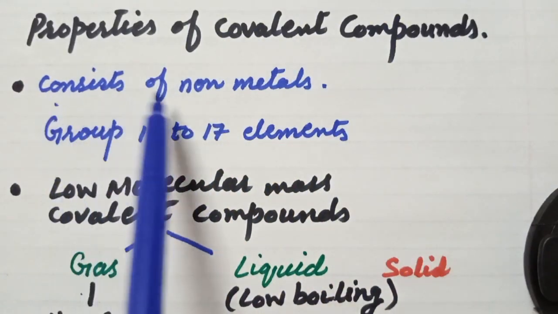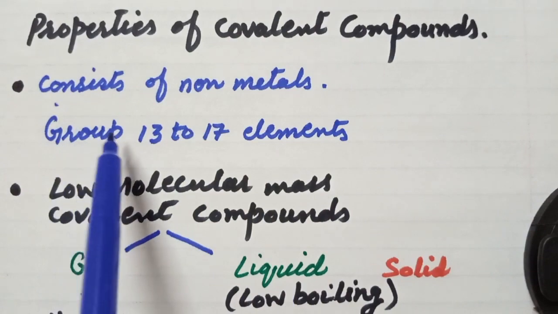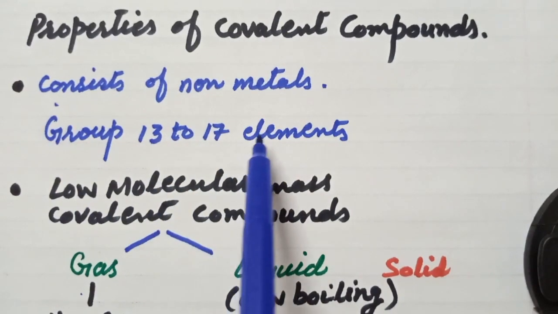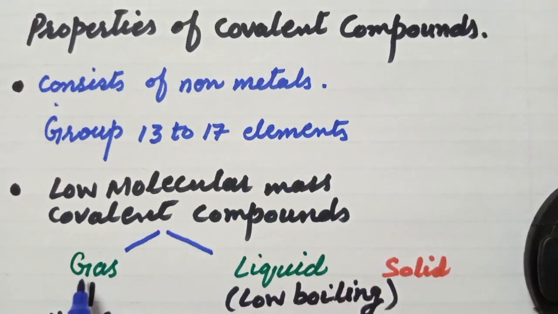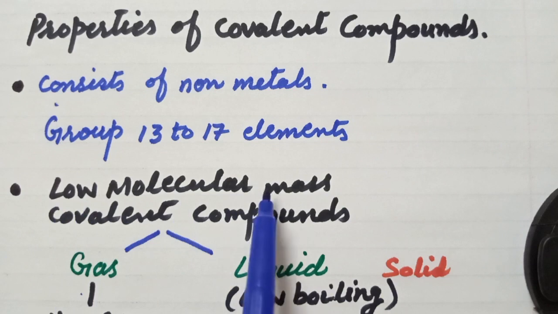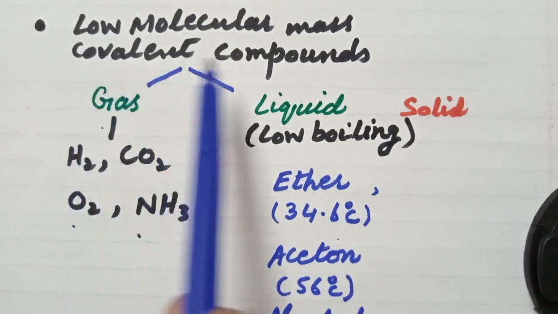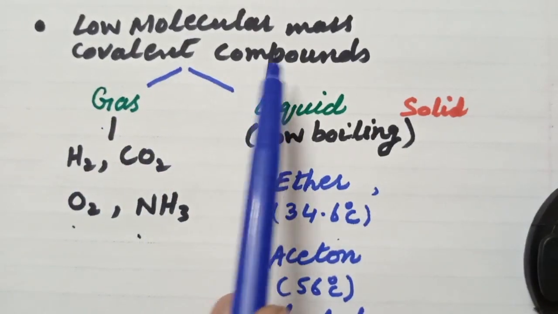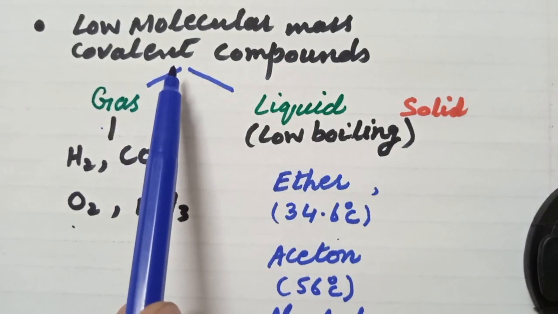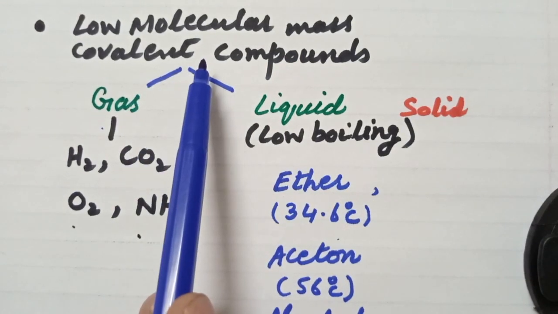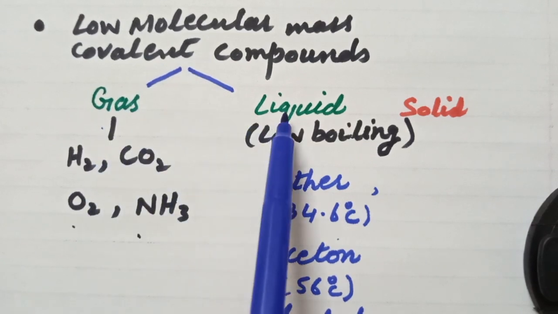Covalent compounds consist of non-metals, so the elements of group 13 to 17 in the periodic table combine to form the covalent compounds. Covalent compounds exist as gas, liquid and solids. The covalent compounds which have low molecular mass will exist as gases and low boiling liquids. It is because the low molecular mass covalent compounds have small molecules, a smaller number of covalent bonds in the molecule, and very weak intermolecular forces, so that's why they exist as gases and liquids.